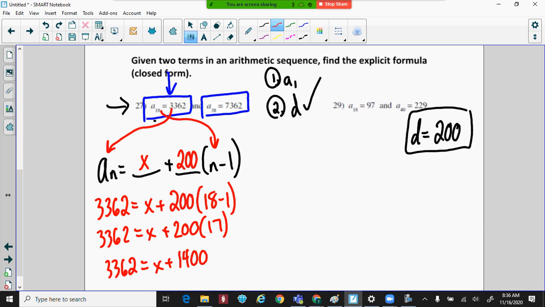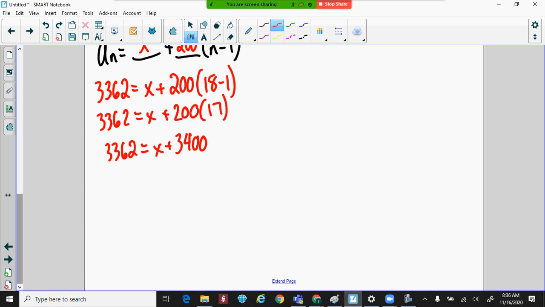3,362 is equal to x plus, let's see, 200 times 17. Oh, sorry, wow, I went all crazy here. That's why I checked it. 3,400. Sorry. And then when I subtract 3,400, I get my first term is equal to negative 38.